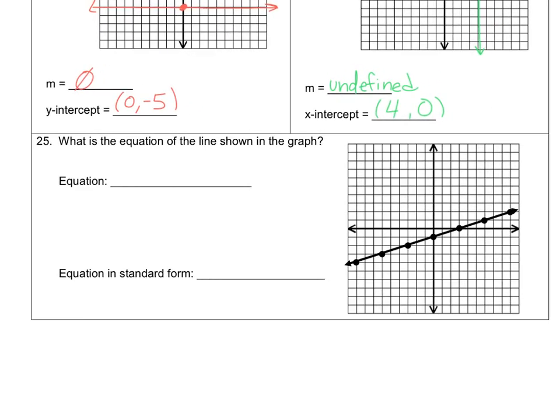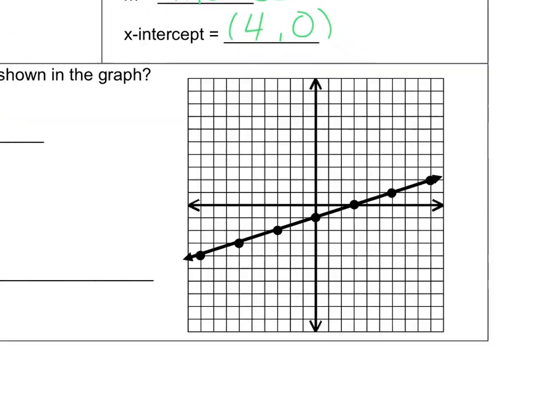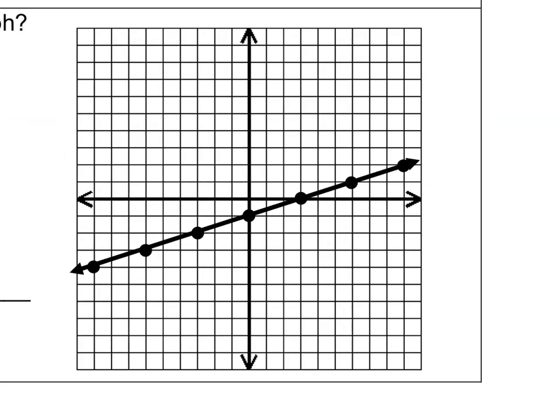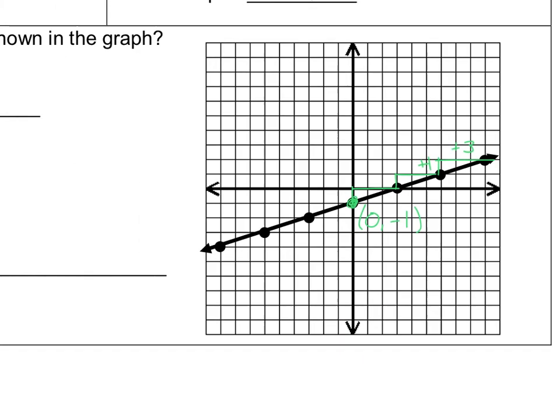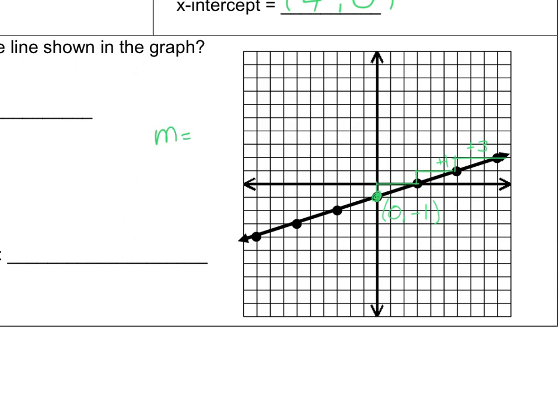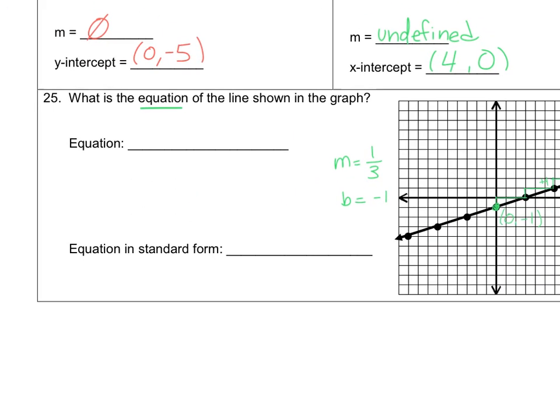With 25, it's asking about the equation of the line shown. With this one, probably the easiest way to go about it is your slope and your y-intercept. So if we look at my y-intercept, I've got a point there at (0, -1), and then I want to count my slope from there. Up 1, right 3, up 1, right 3, up 1, right 3. So since I've got that positive, it means my slope is +1/3, and my y-intercept is (0, -1), so my b value would be -1.